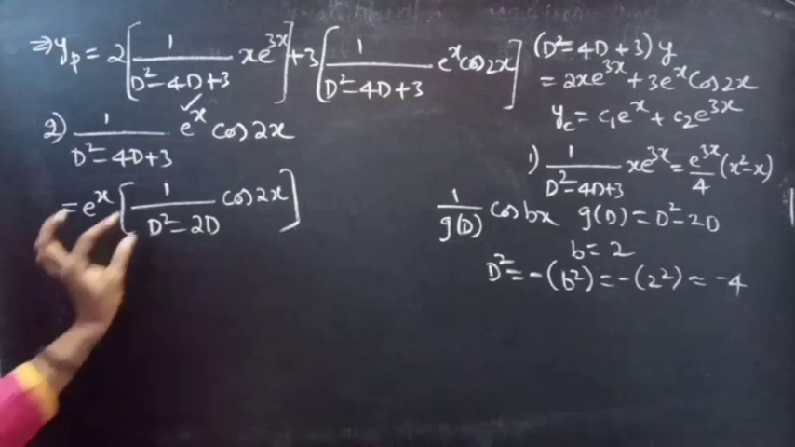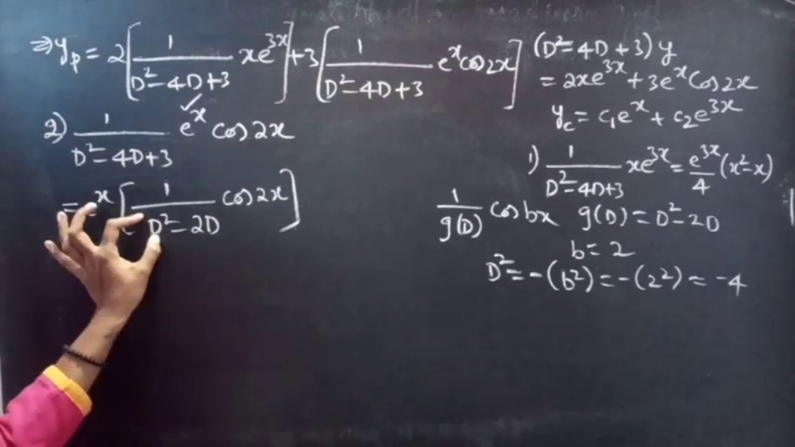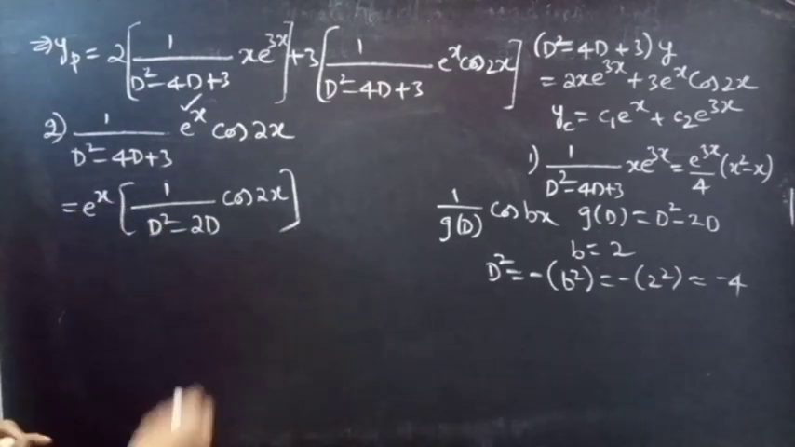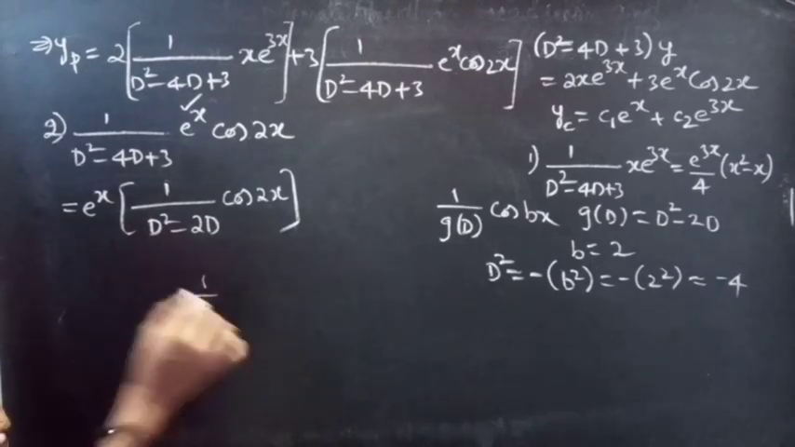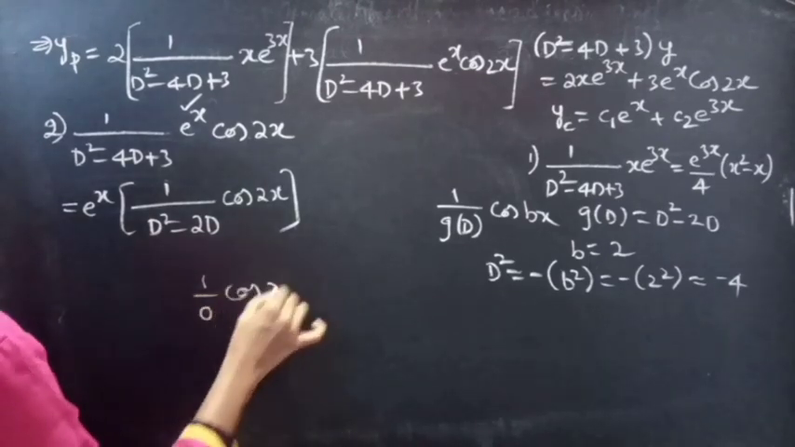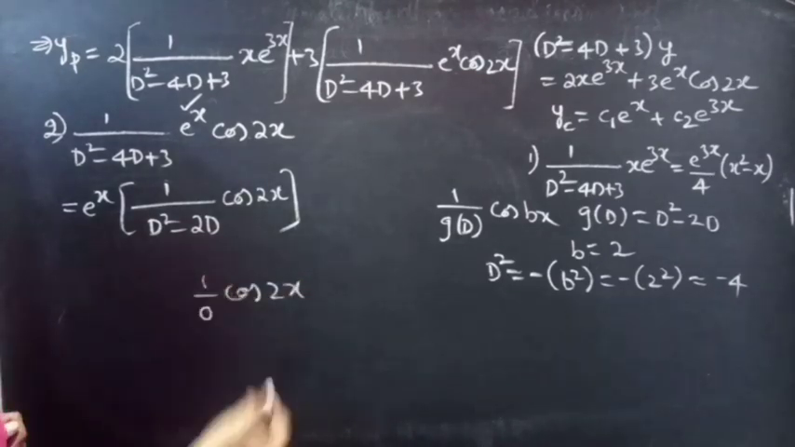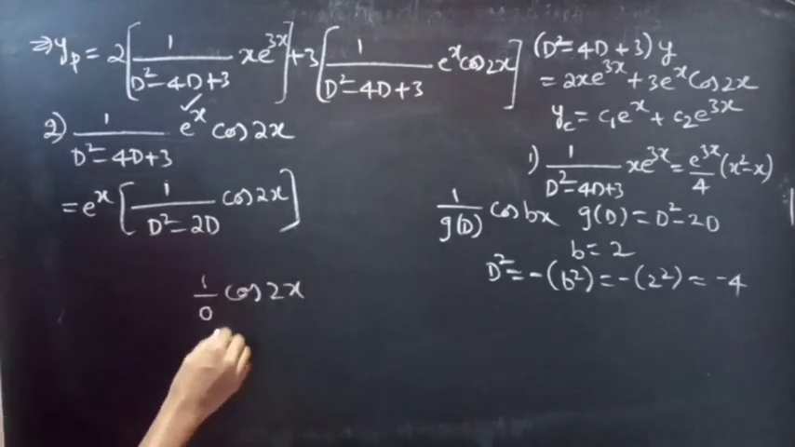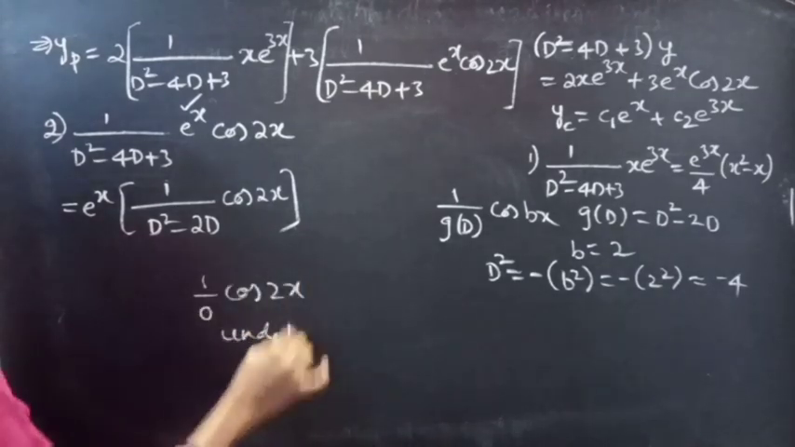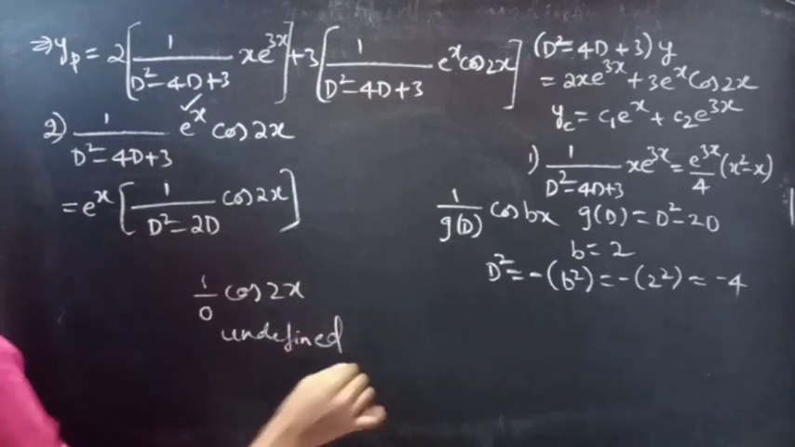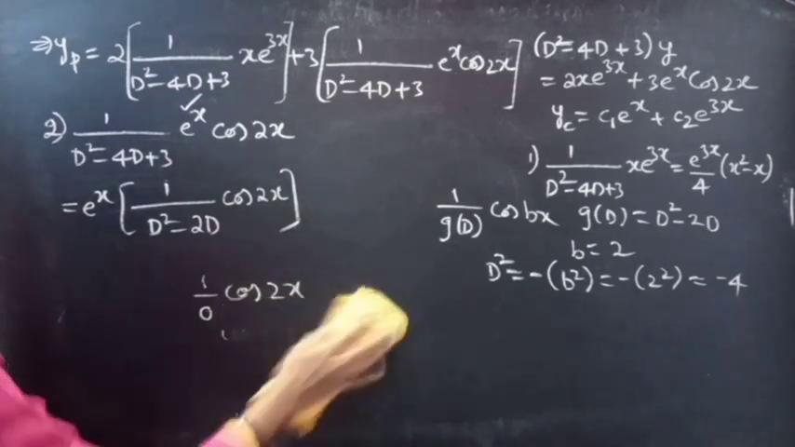Now let's see what happens if we replace d square by minus 4 in the denominator. The denominator must be non-zero, because if the denominator becomes 0, we'll get 1 by 0 into cos 2x. Since 1 by 0 is undefined, the total term becomes undefined, right? So always keep in mind that the denominator must be non-zero.